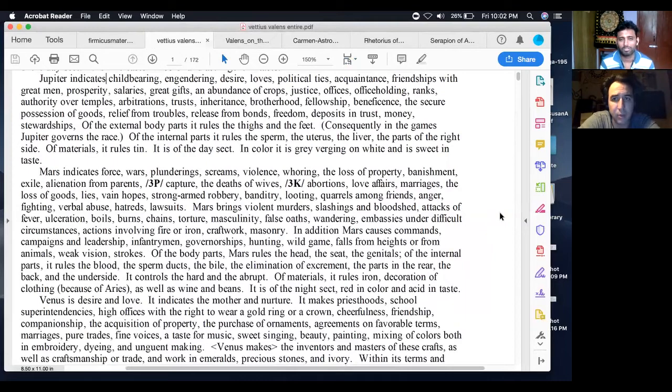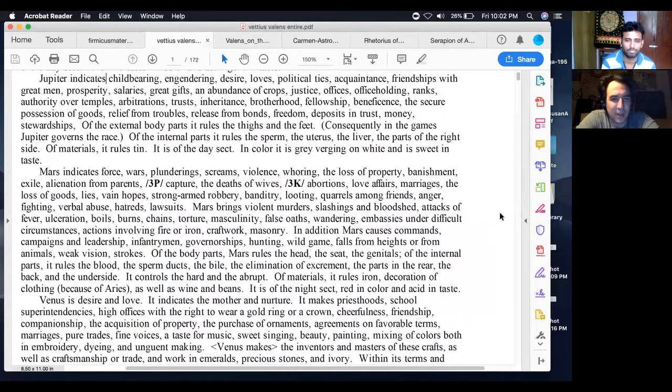Body parts, it rules the thighs and feet, because of Sagittarius and Pisces ruling those, which are its signs. It governs the race in games. Interesting. That is pretty interesting. I'll have to think about that more. Of the internal parts, it rules the sperm, the uterus, the liver, parts of the right side.